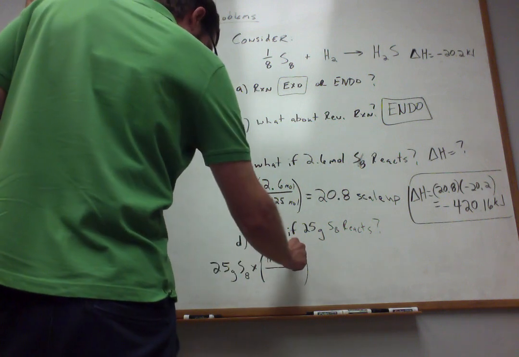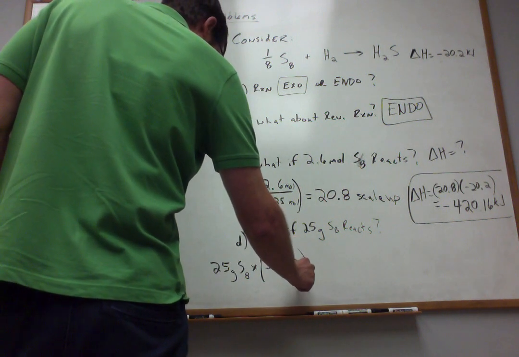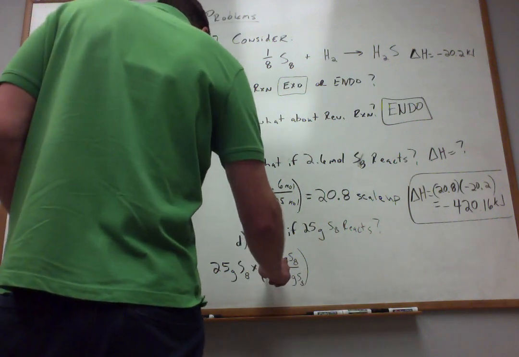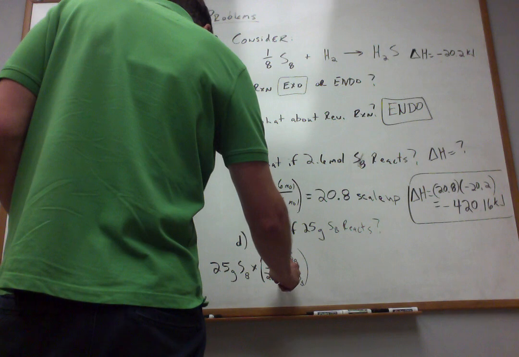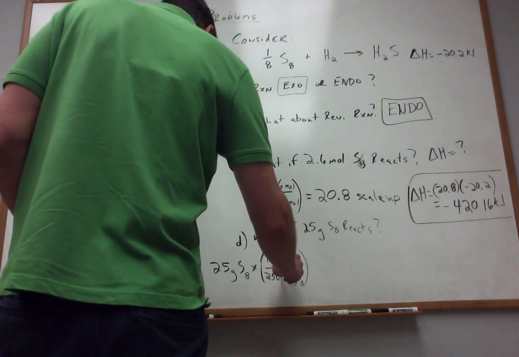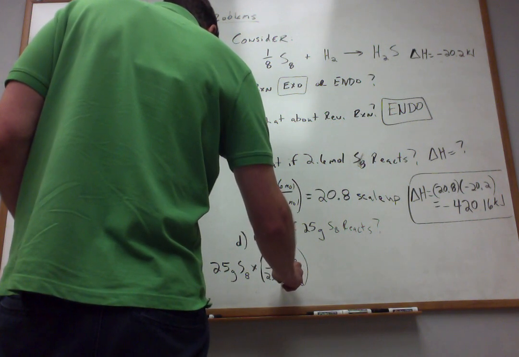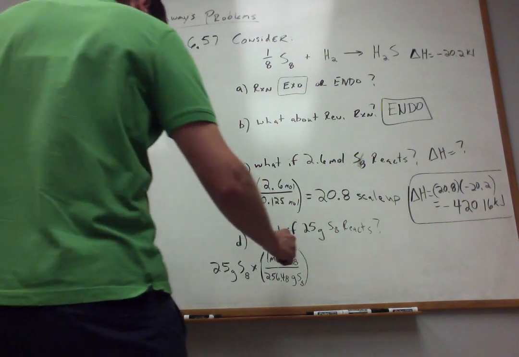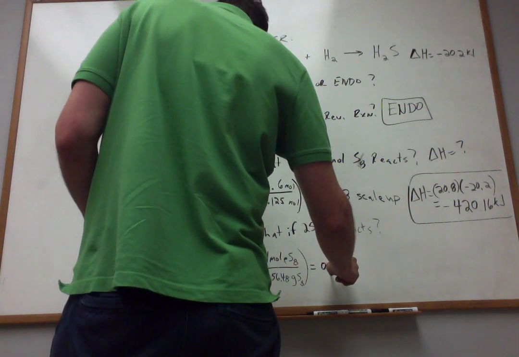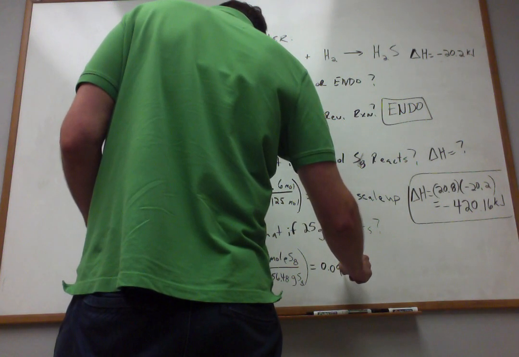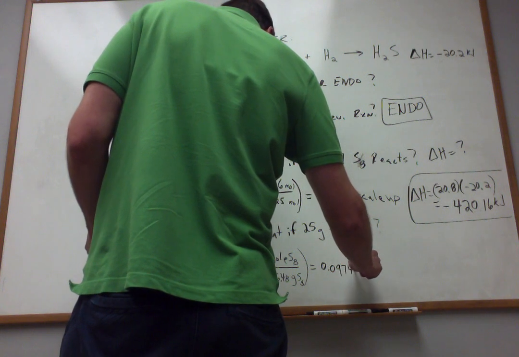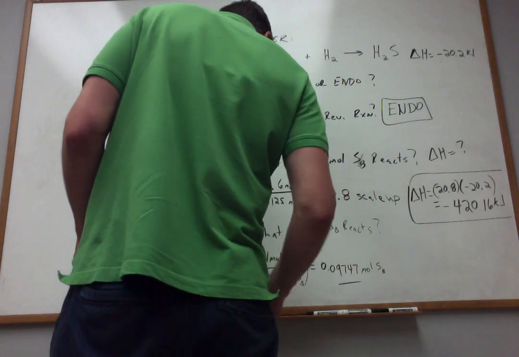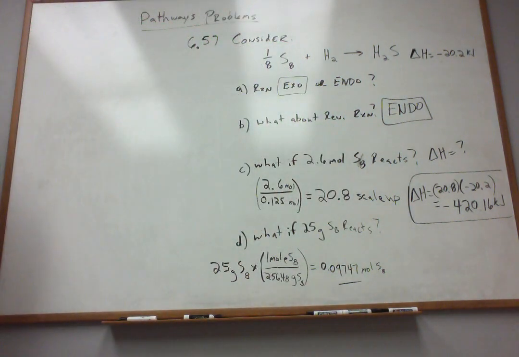Okay. So 1 mole of S8 has a particular mass associated with it. And if you go to the periodic table and multiply sulfur's atomic mass by 8, because we're dealing with the S8 here, you end up getting 256.48 grams per mole. This suggests I've got 0.09747 mole of my S8 that I'm reacting.